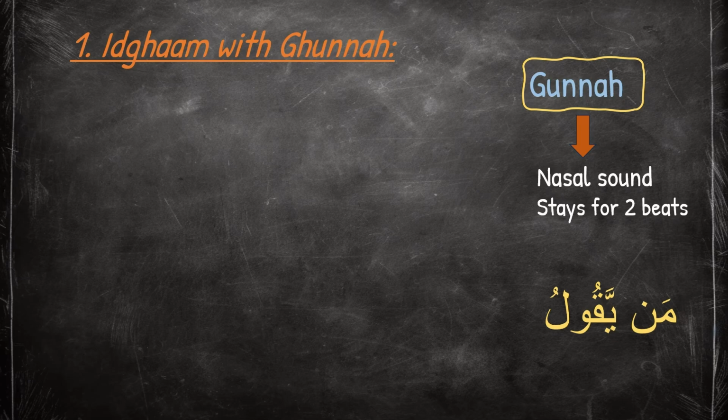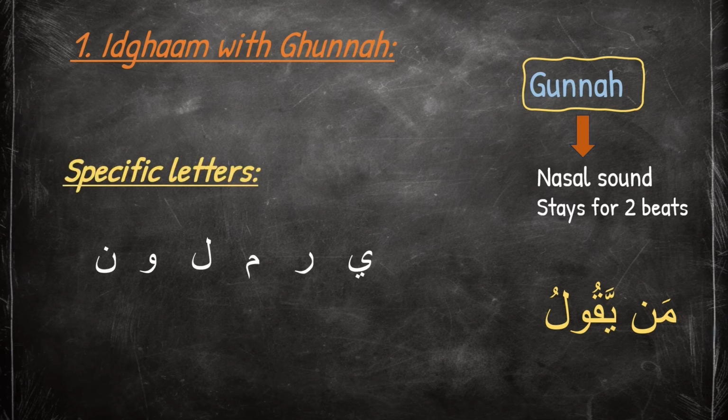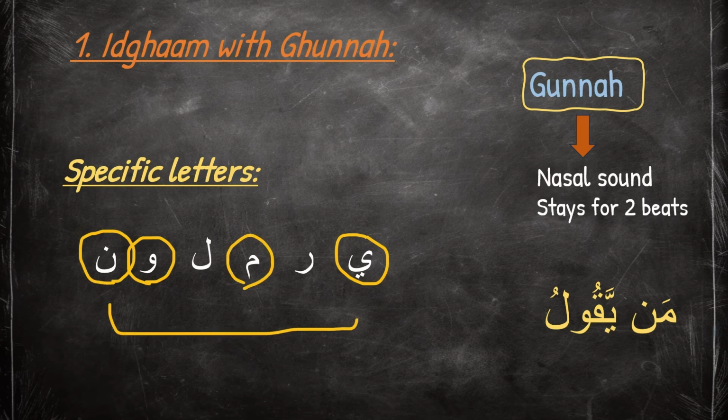So in which letters specifically are we applying this idgham with gunna? Basically, we said that the specific letters of idgham are these 6 letters that are collected in the word yarmuluna: ya, ra, mim, lam, waw, and then noon. Out of these 6 letters, we are taking 4 letters: ya, waw, noon, and then mim. They are collected in just one word, which is yanmu. Ya, noon, mim, waw. These are the 4 letters that are specific for idgham with ghunna.